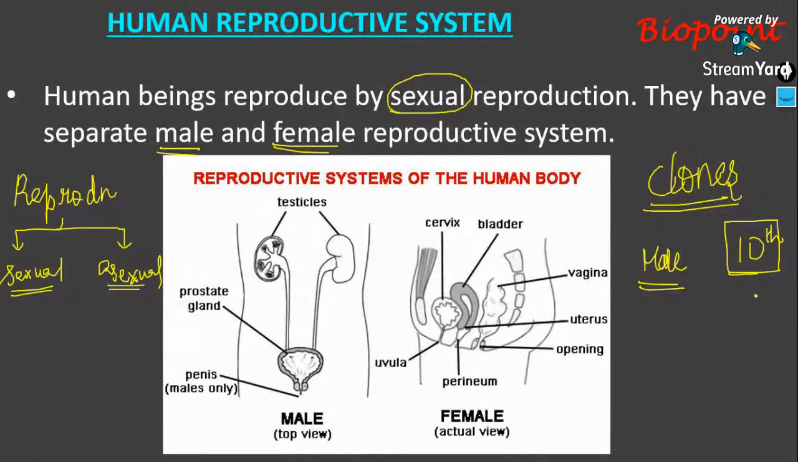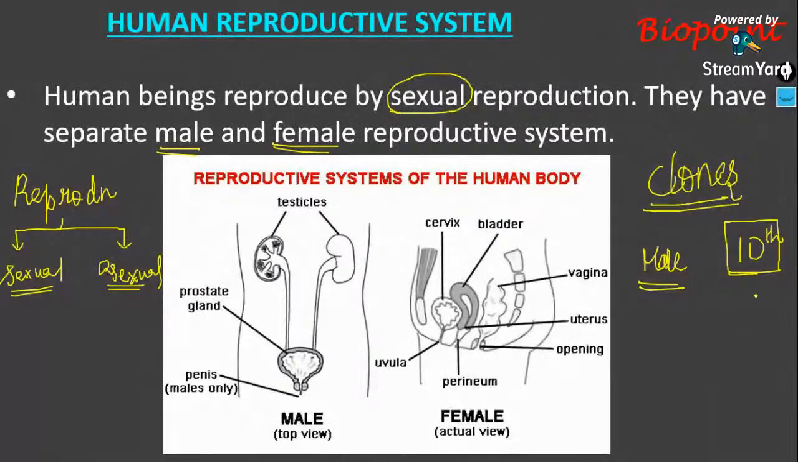What are the different parts of the male reproductive system? Comment, guys. Yes, you are telling about the important organs, that is, males have testes and females have ovaries. Very good. Tell me the other parts also associated with the male reproductive system. I'm asking you about the male reproductive system.